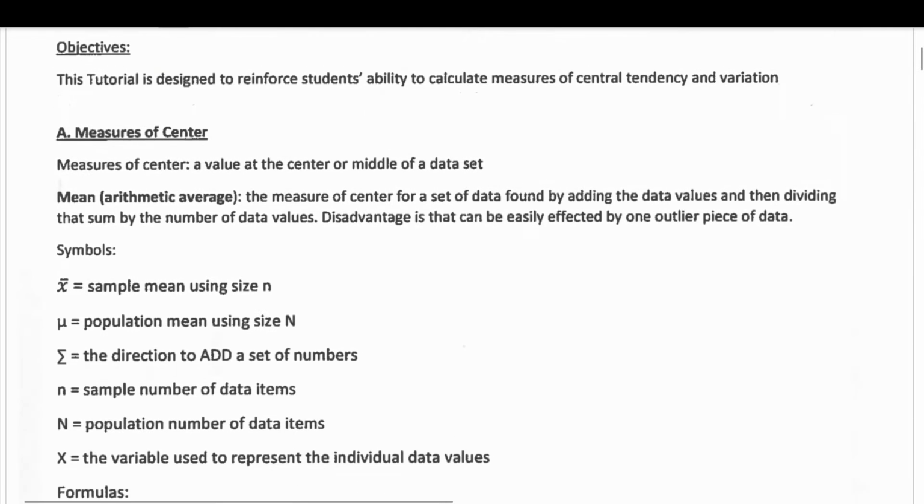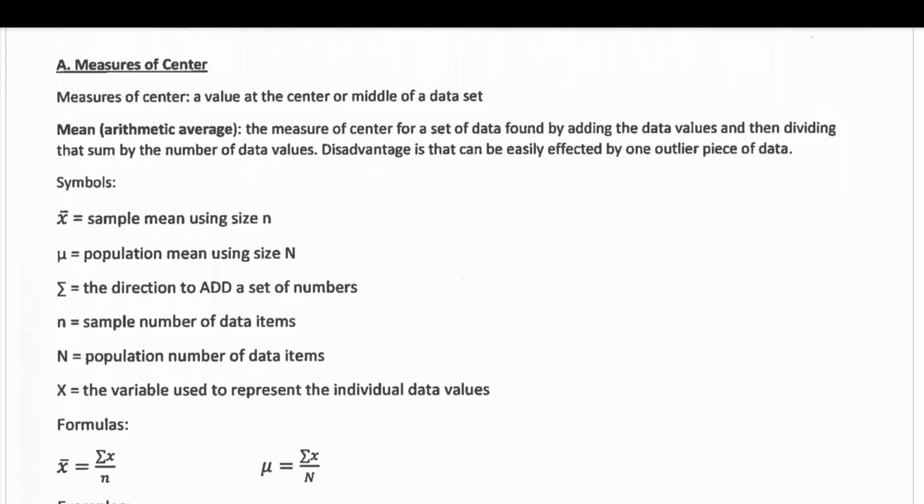Let's talk about some symbols here. This little X with the bar on top of it is called the sample mean, and this is a mean calculated on a sample in particular. This letter right here is actually a Greek letter. It's called mu, and that's the mean, but calculated on a population. So if you have population data, then you just calculate the mean and you give it this symbol.